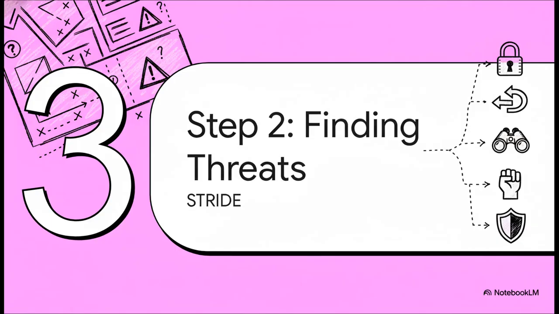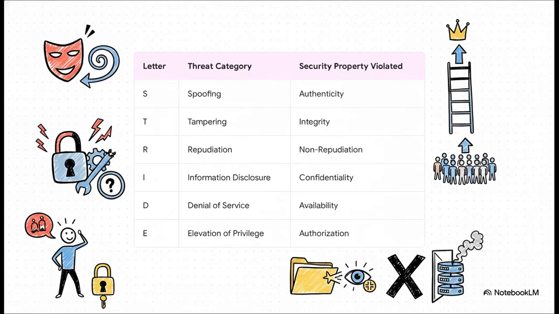Excellent. So now we have our map. We understand the system. We see how data moves. It's time to start looking for the weak points, the traps, the vulnerabilities. And to do that, we use a very powerful framework that is absolutely essential for your exam. It's called STRIDE. This table right here is your guide to thinking like a hacker. STRIDE is an acronym, and each letter stands for a different category of threat.